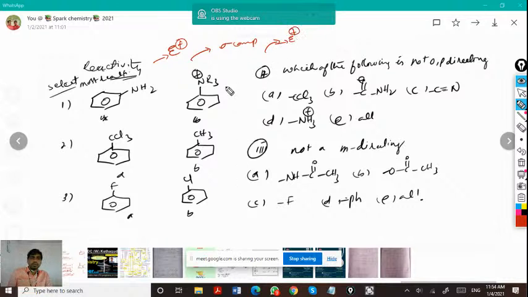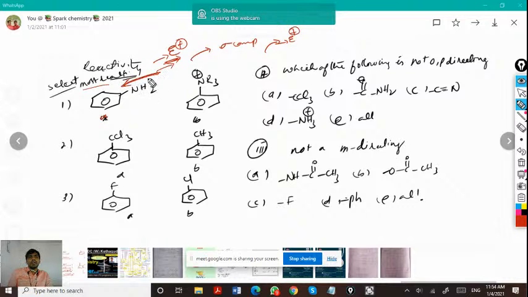Here the question is: select the most reactive among these two. Among A and B, which is most reactive? To be readily attacked by the electrophile, or to catch the electrophile, the system or starting material must have more electron density.